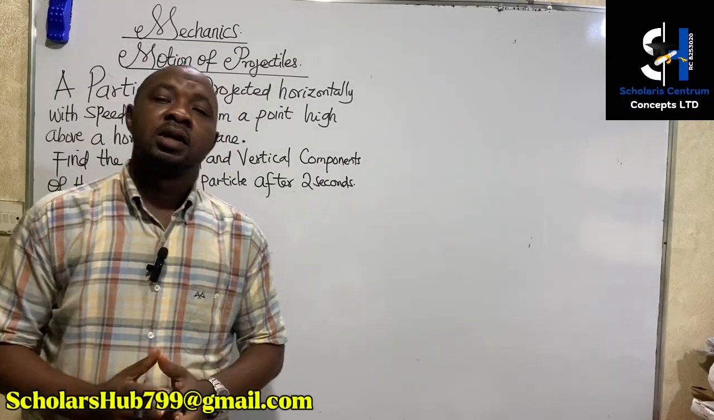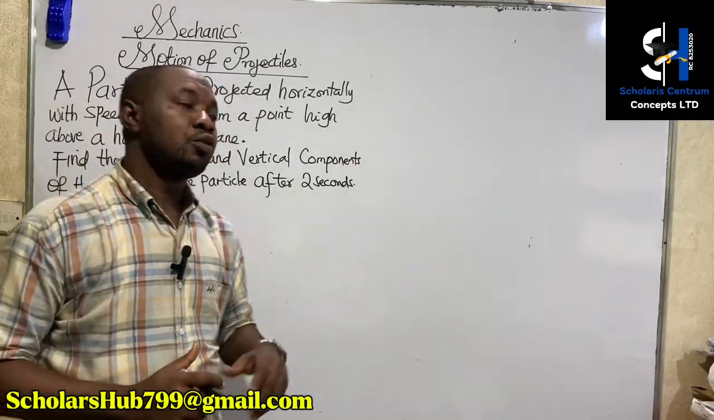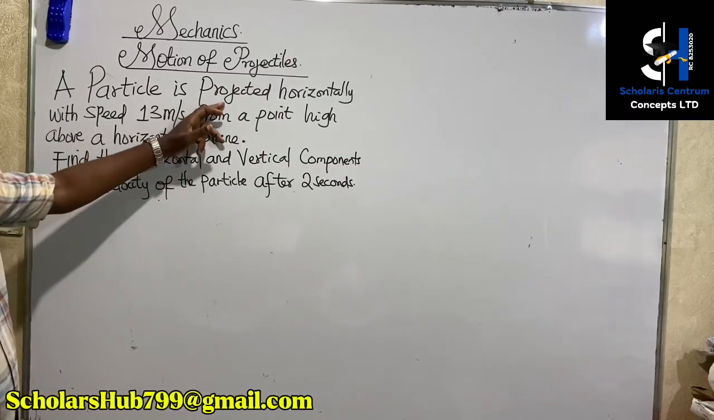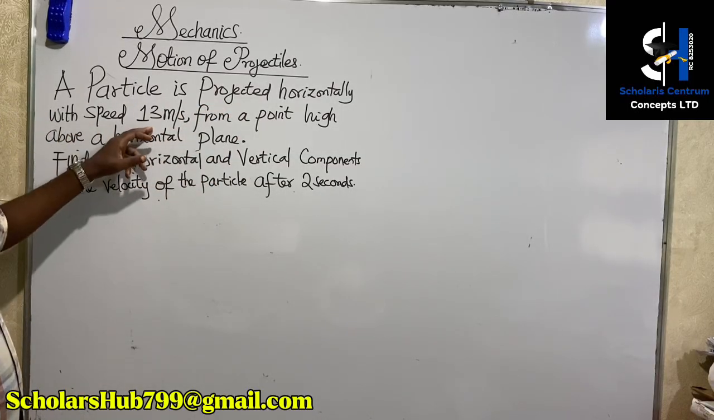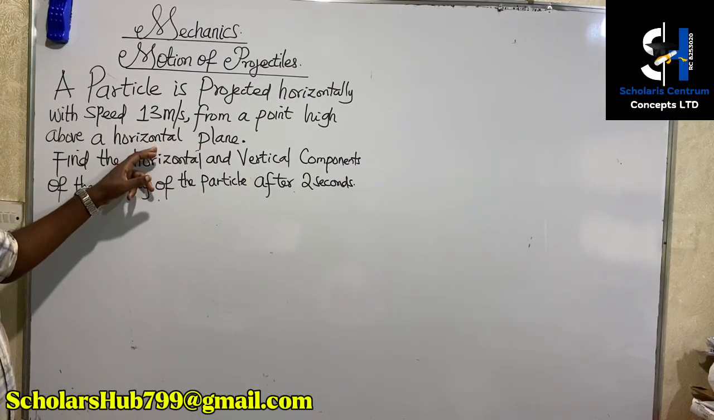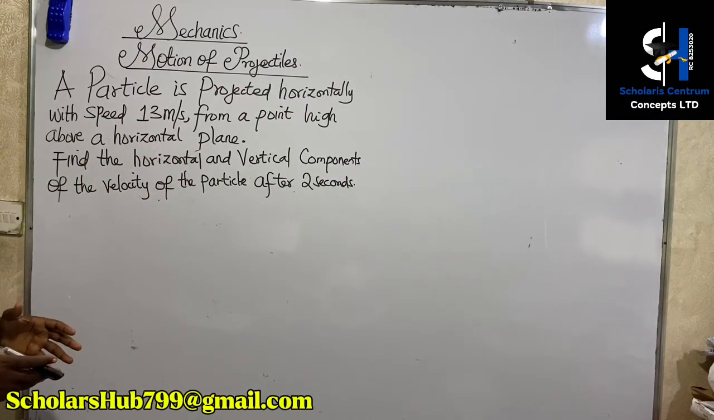Hello viewers, now let's solve this motion of projectile question. A particle is projected horizontally with speed 13 meters per second from a point high above a horizontal plane. Find the horizontal and vertical component of the velocity of the particle after 2 seconds.